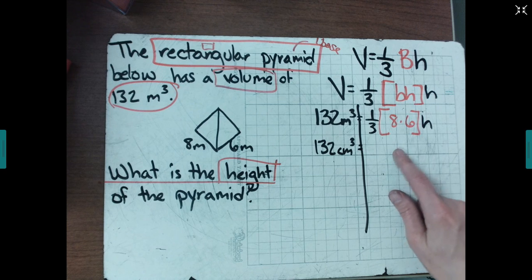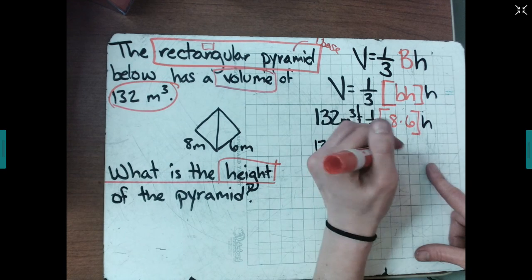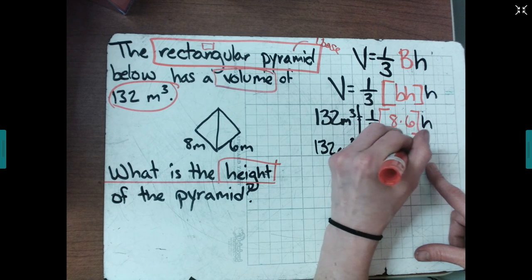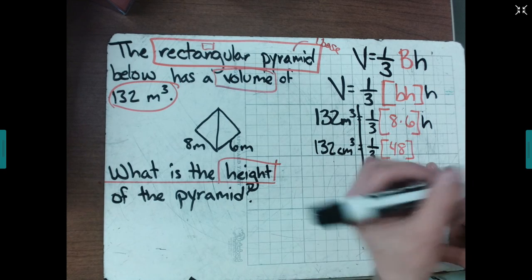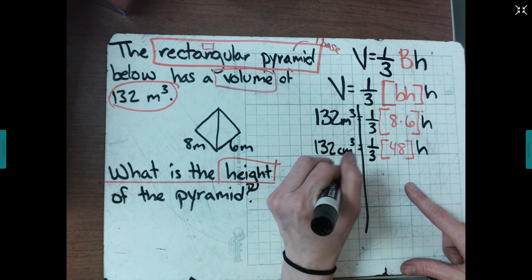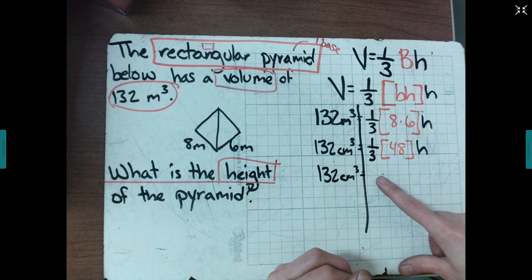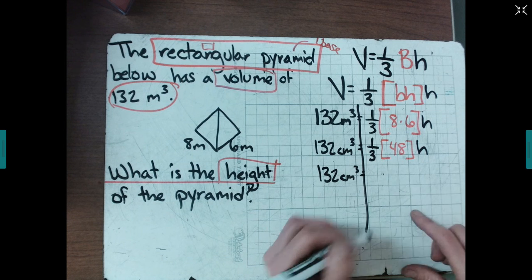Well, according to Gym Boss, I need to do this bracket first. So I'm going to leave the third alone. 6 times 8 is 48. And then I have the height still I need to deal with. Okay, 1/3 of 48 is the same thing as multiplying 1/3 times 48, which is the same thing as 48 divided by 3, which is 16.